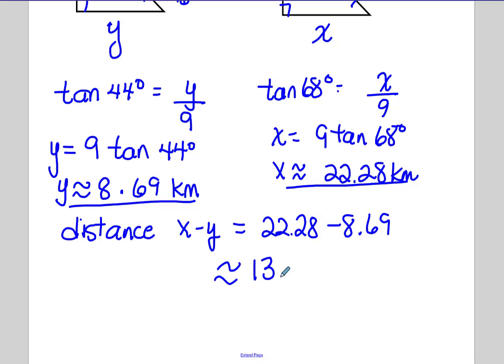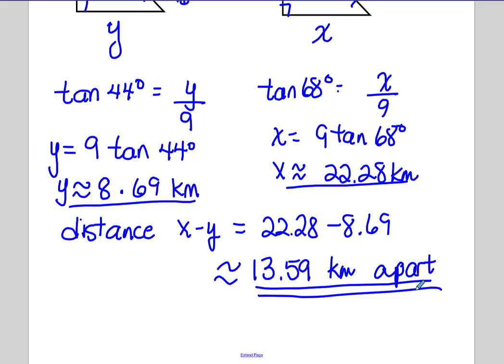So those two towns are roughly 13.59 kilometers apart when the passenger looked out the window. That's a calculation to figure the next time you fly in an airplane. I think I'll pass and watch the movie.